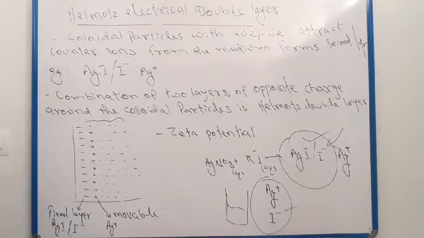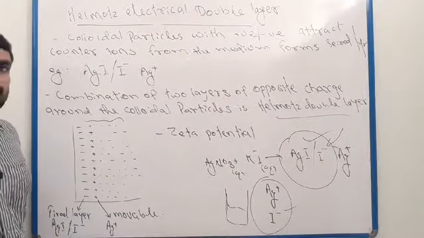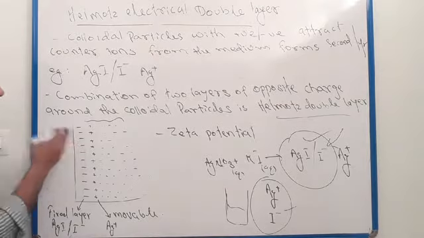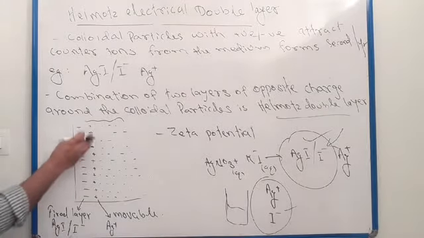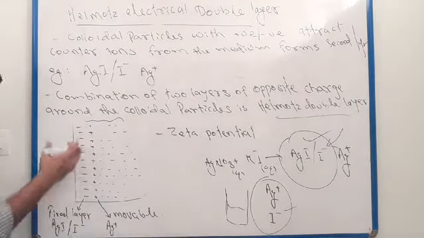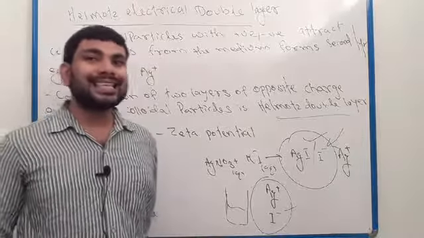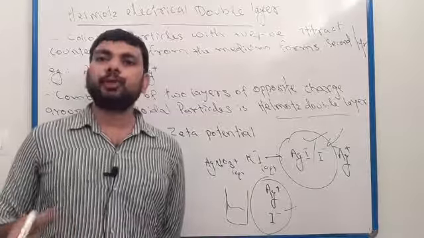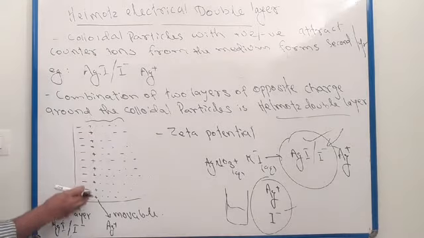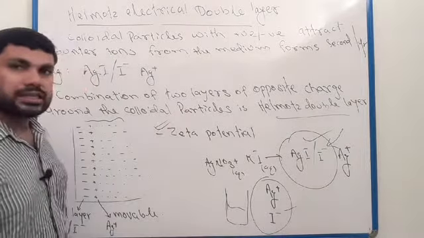Here we are discussing the Helmholtz double layer. Helmholtz double layer means the combination of two layers of opposite charge around the colloidal particles. This combination is called Helmholtz double layer. Clear? So there are two opposite charges, so there will be a potential difference. This potential difference is called zeta potential. If there are two opposite charges, there will be a potential difference. Here there is the fixed layer and this is the movable layer. Two different charged layers are staying very near, so there will be a potential difference, and this potential difference is called zeta potential. Clear?